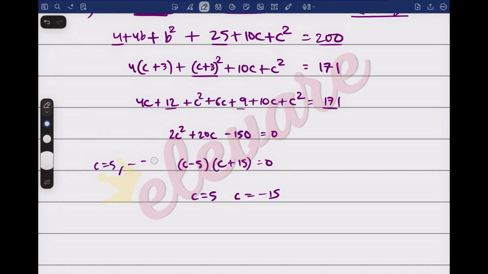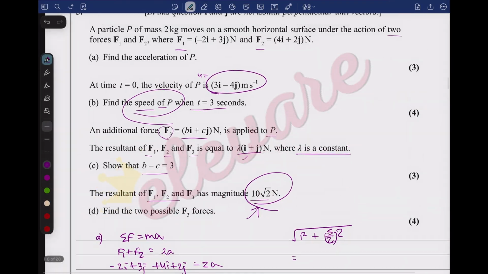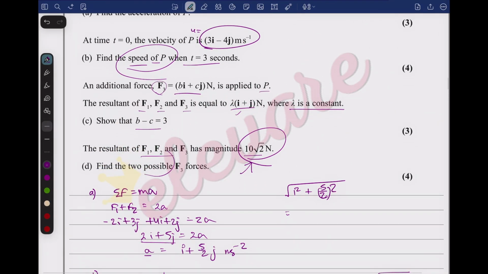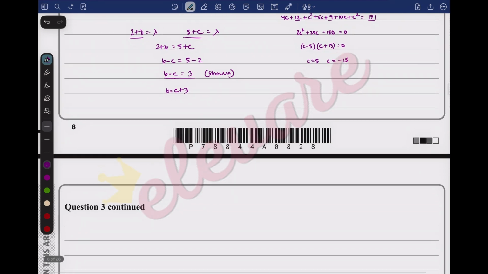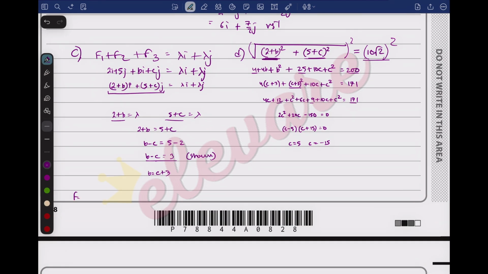And why are we getting two values of c? Well, that's because they're asking for two possible F3 forces, so two possible values of F3. And we know what F3 is. F3 is Bi plus Cj. So of course we should get two values of c. If you do not get two values of c, that means you have made an error somewhere in the solution.